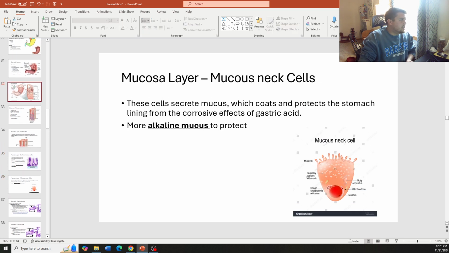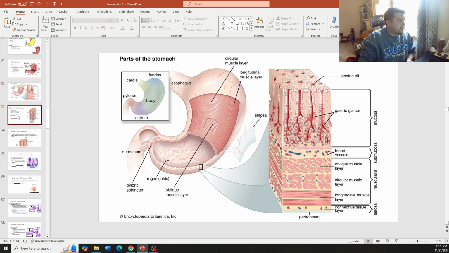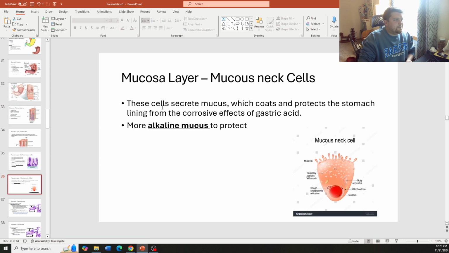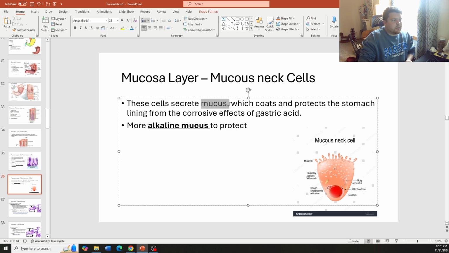The mucus neck cells, so we're continuing down inside of these gastric glands. We get these mucus neck cells. Just like their name, they continue to secrete mucus to coat and protect the stomach. So it's more alkaline mucus being produced in these cells.